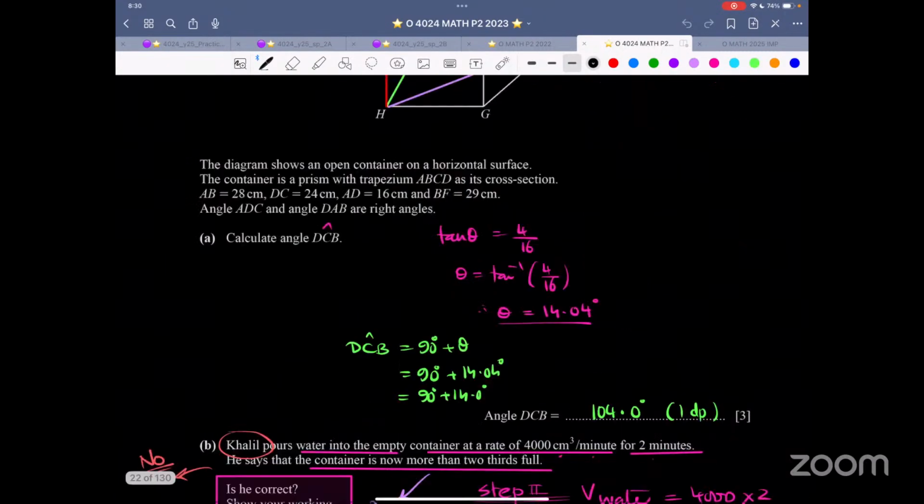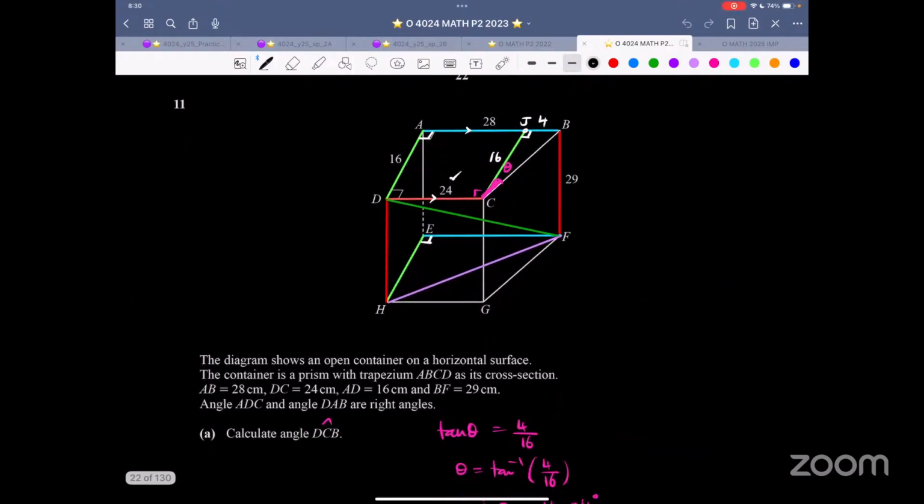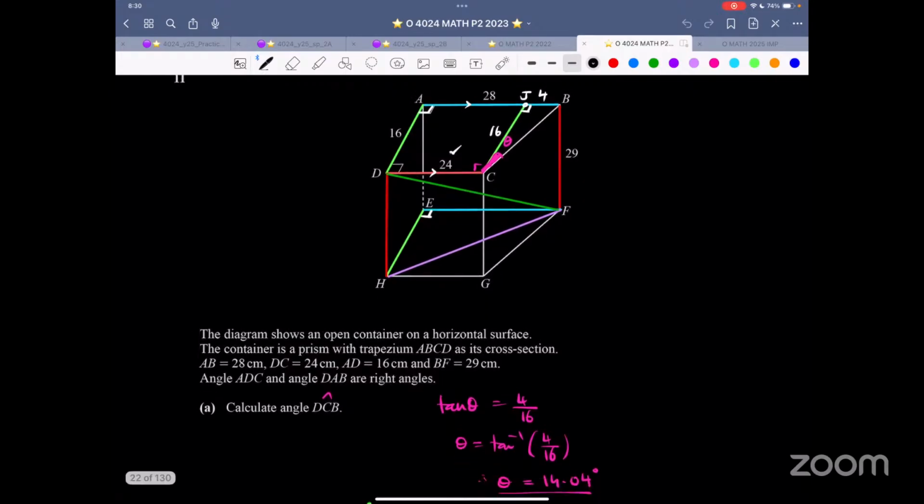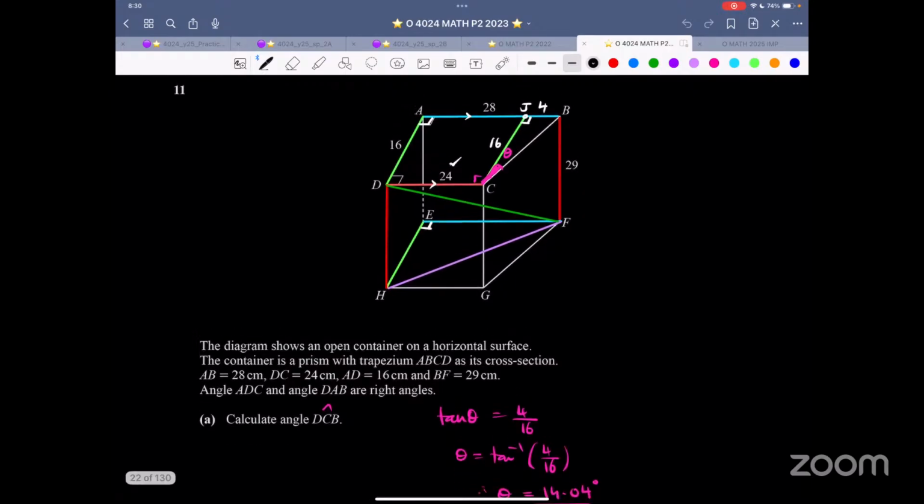This one, I'll just go over this. So now it says the diagram shows an open container on a horizontal surface. The container is a prism with a trapezium as its cross section. So that is the trapezium.